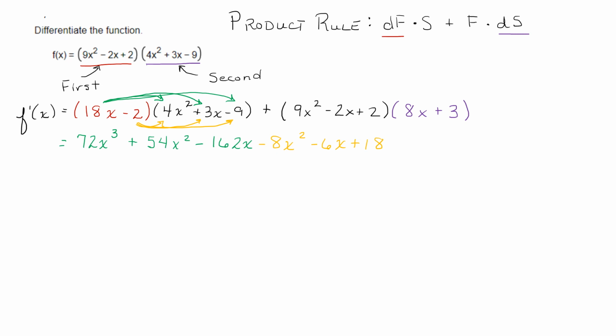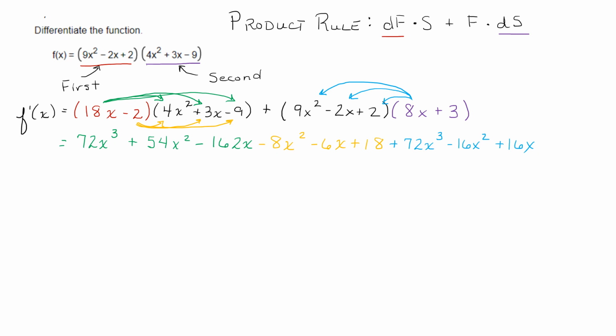I'm going to backwards distribute here because it's just easier. So 8x times 9x squared is 72x to the third. 8x times negative 2x is negative 16x squared. And 8x times 2 is plus 16x.